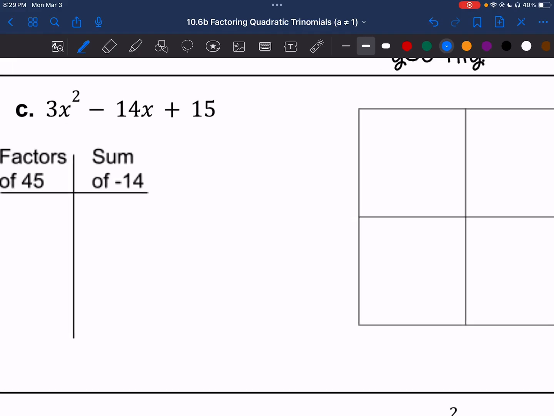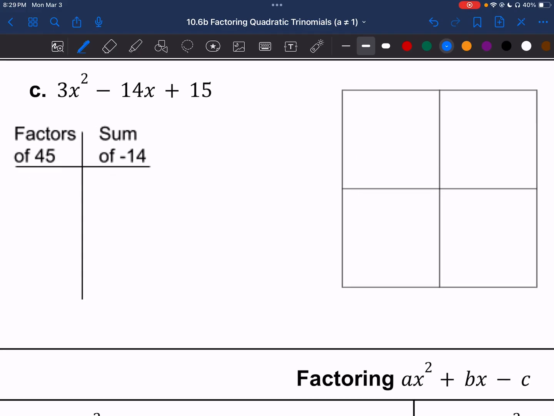All right, so letter C, we start by filling in the pieces we know, 3x squared and 15. All right, so now I need my terms. I need my factors. What are my factors of 45 that add up to negative 14? It's going to be negative 9x and negative 5x. Negative 9 times negative 5 is positive 45, and they add together to be negative 14.